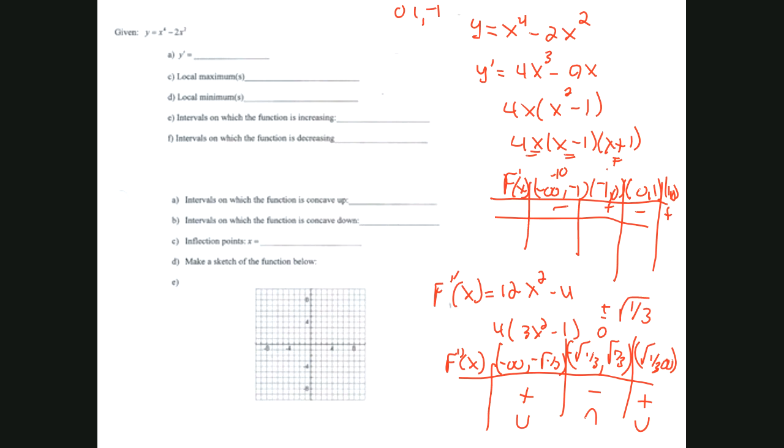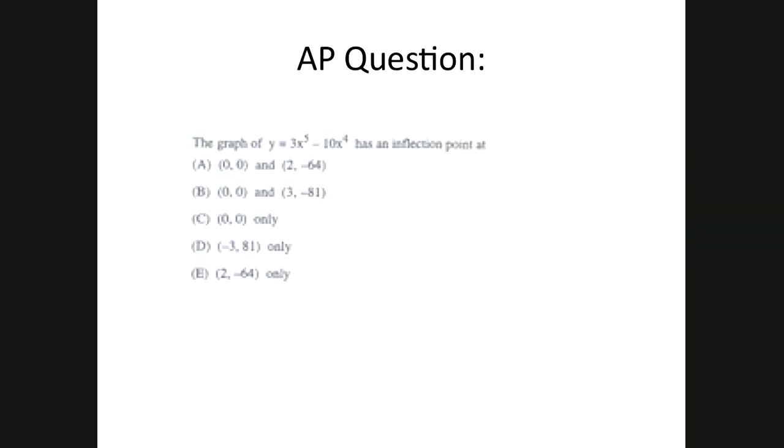All right. So I think I probably have a couple more examples in here. This is a pretty easy week this week. This is a pretty tough problem. It says the graph of y is equal to 3x to the fifth minus 10x to the fourth has an inflection point at. All right. So Henry, I'd like you to work this out and see what you get for an answer, okay? Since we do have quite a bit of time still, we'll let you do a little bit of work and see what you get for an answer there.